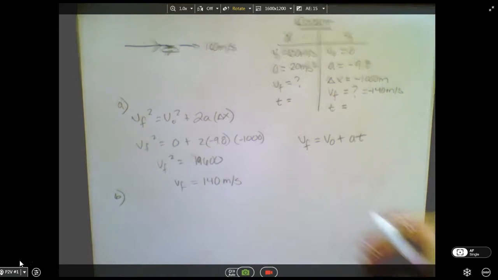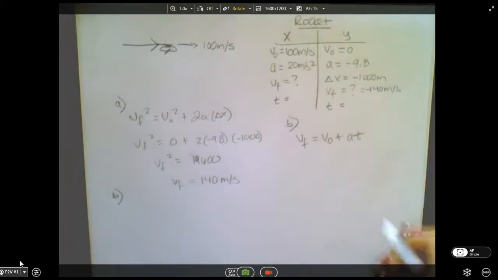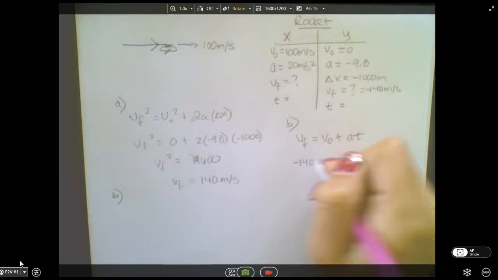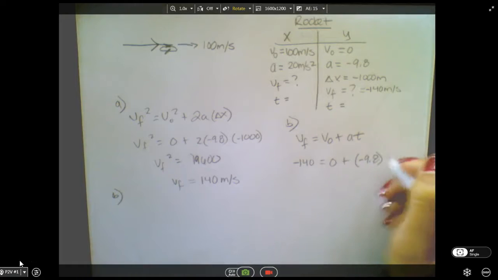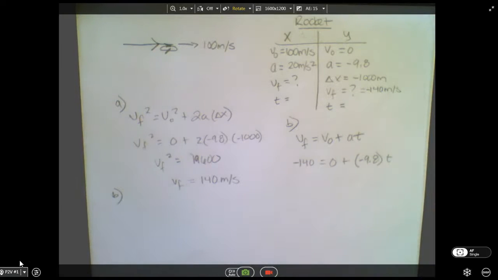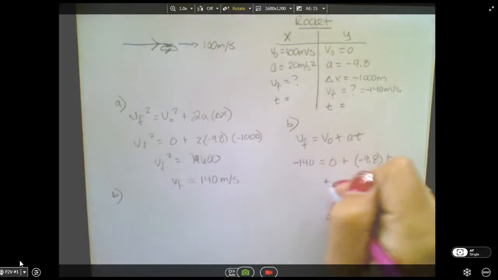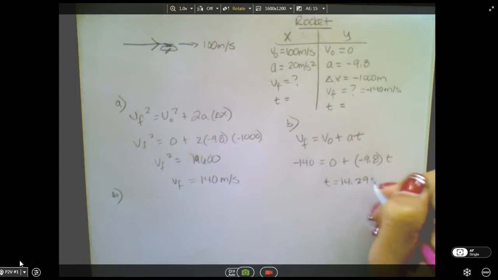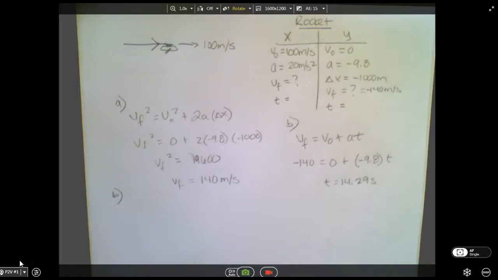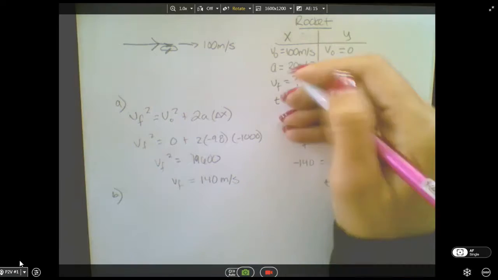Now that we know all this information, so this is part B. VF is negative 140, V initial was 0, A is negative 9.8, and we have T. So if we just divide by negative 9.8, we get that T equals 14.29 seconds for it to fall that 1,000 meters and for it to change its velocity here. And so we can move that to the x direction.